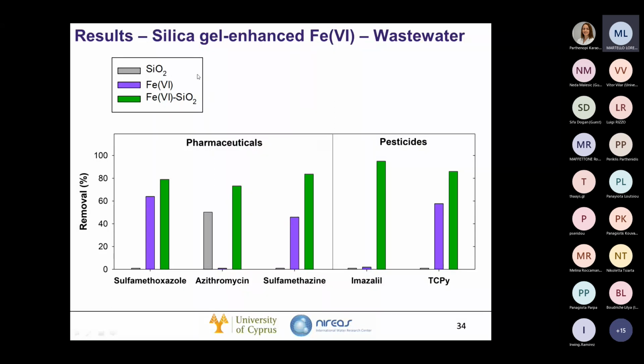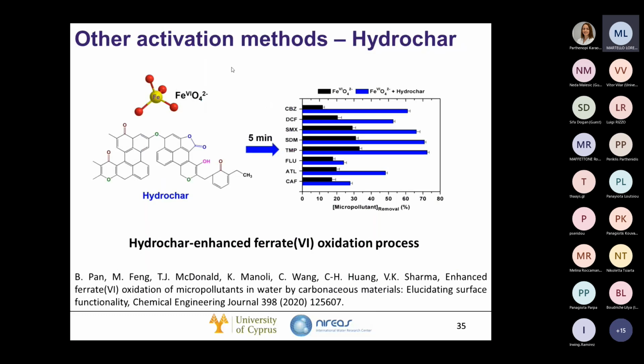What is interesting here is that we are talking about oxidation and adsorption in a single unit, because silica and iron 6 can be mixed in a single reactor, so we don't need a treatment train or a series of reactors. Everything can happen in one tank, and we can get several processes: adsorption, oxidation, and, if we are interested in the inactivation of microorganisms, then disinfection as well. And another activation method that we recently found was with hydrochar.